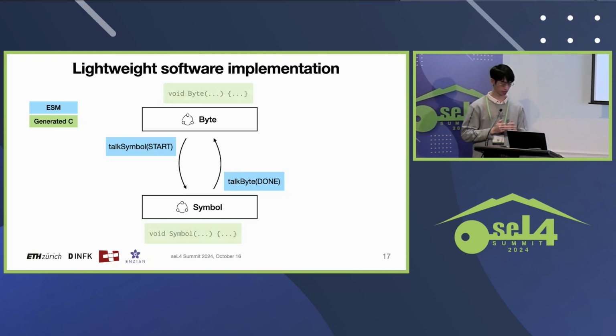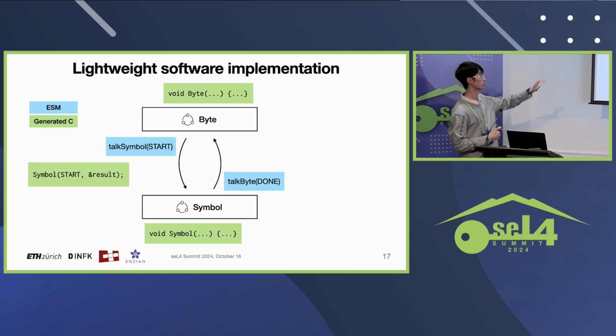Here, the first step is to rewrite those layers into functions in C. Then some of the talk derivatives can be converted to direct function calls. So let's say we take the left one, the talk symbol start, and transform it into a function call to symbols with the start and the output pointers as arguments. But on the opposite side, we cannot take that talk derivative as a function call as well, because otherwise the stack frame will only grow until overflow. We need to have a way to tear down the stack frame.